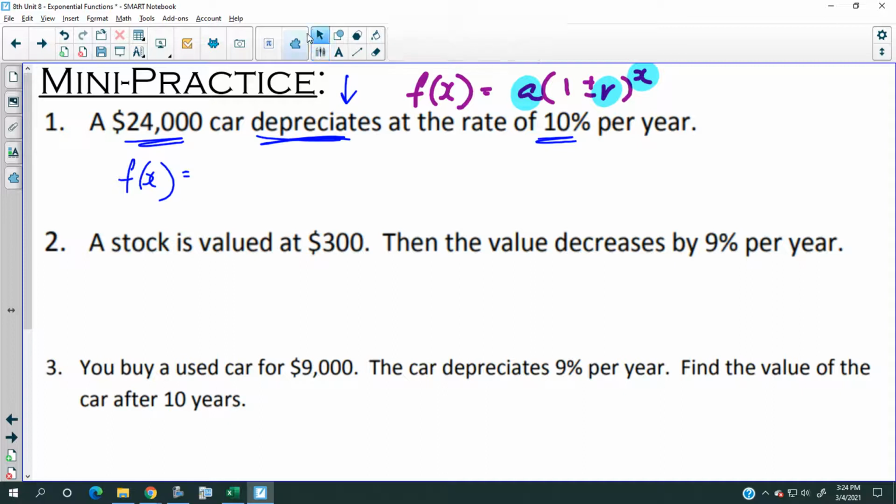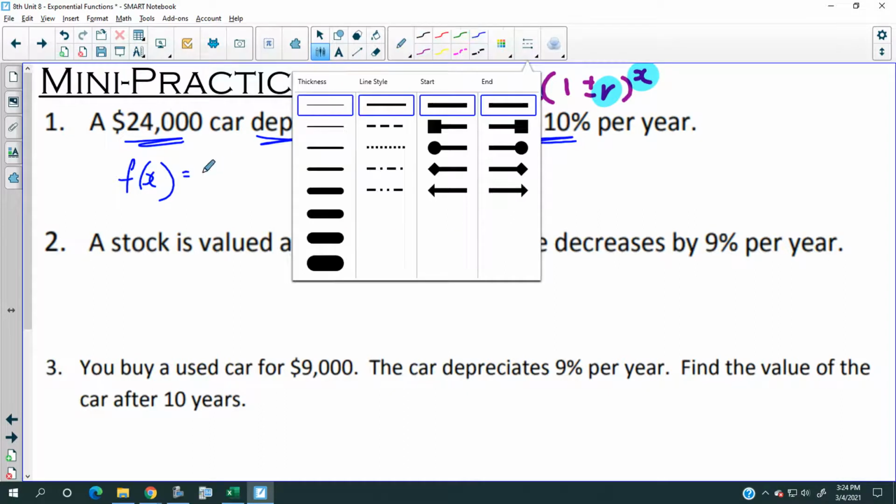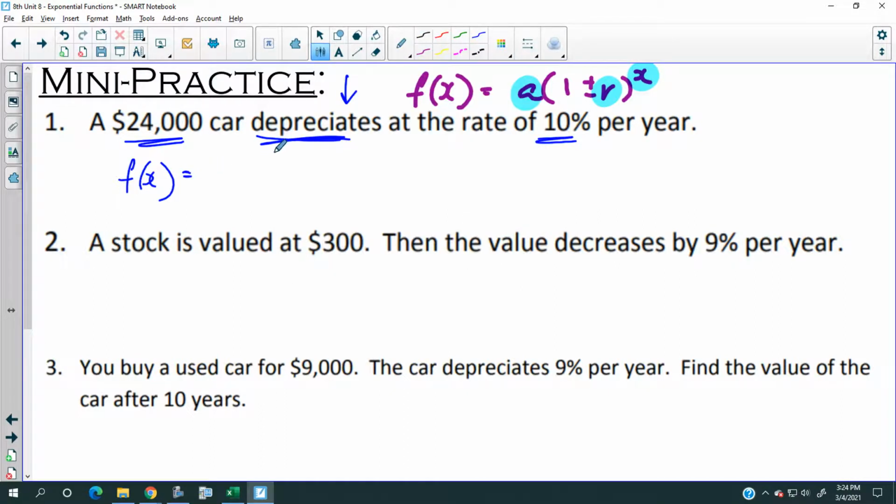Now, these questions want you to write the equation. They don't want the actual value at the end of a certain year because they never told us the number of years, but let's give it a try. 24,000 is the price right now, so that's the initial amount. There's our A, so I'm going to write that in.